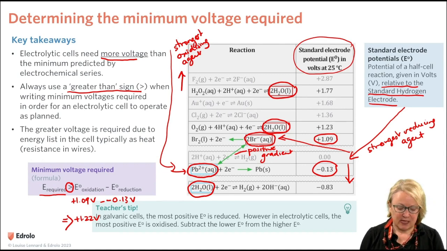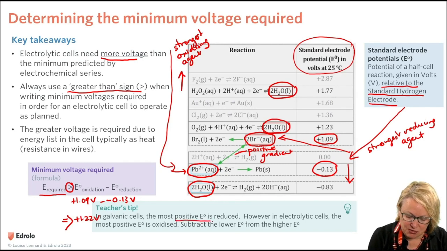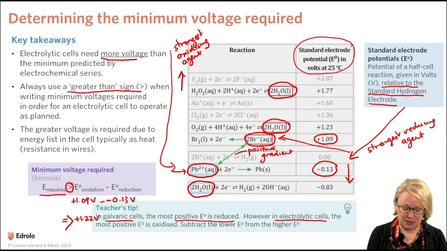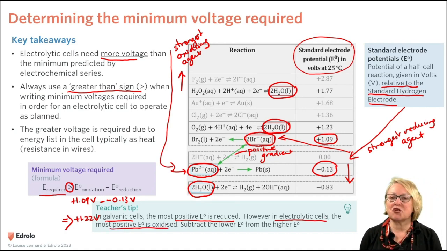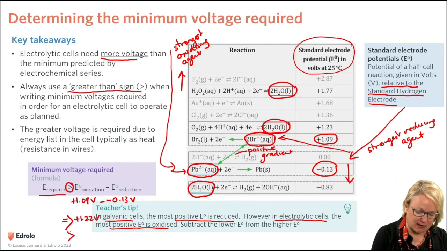Okay, the greater voltage is required due to the energy lost in the cell, typically as heat, due to resistance in the wires. In galvanic cells, the most positive E naught is reduced. However, in electrolytic cells, the most positive E naught is oxidized. But we still subtract the lower E naught from the higher E naught. But don't forget the greater than sign.